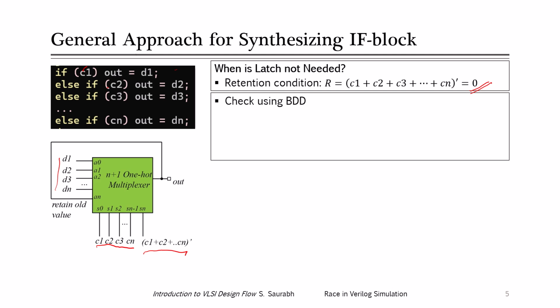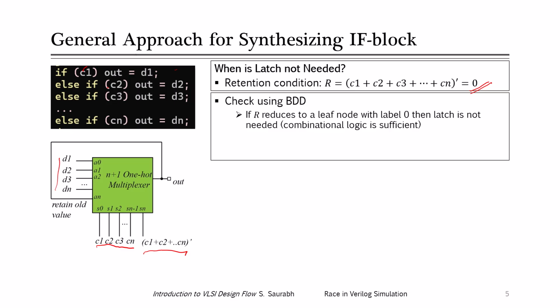We can use what is known as a BDD, or binary decision diagram. Now what is a binary decision diagram? It is a very compact way of representing a Boolean function, and the Boolean function is canonical in a BDD representation. BDD is widely used in logic synthesis and formal verification. Using this BDD, we can easily infer whether R is a zero function. If we build the BDD for R and it reduces to a leaf node with label 0, then we can infer that the latch will not be needed.